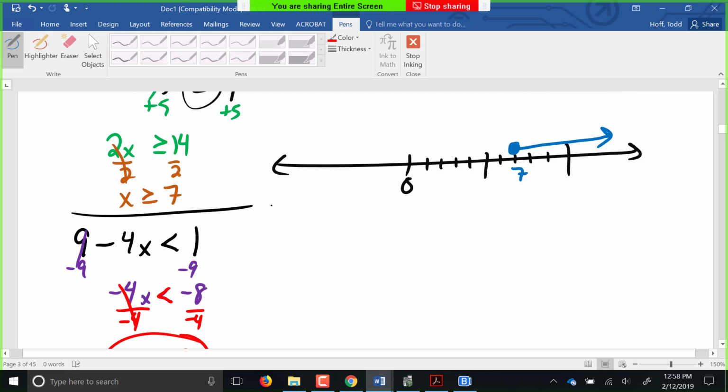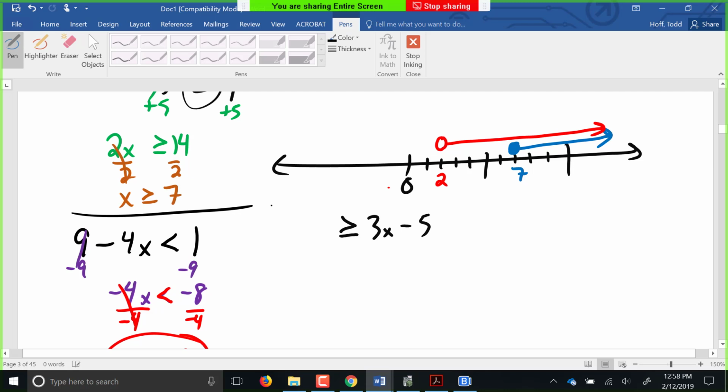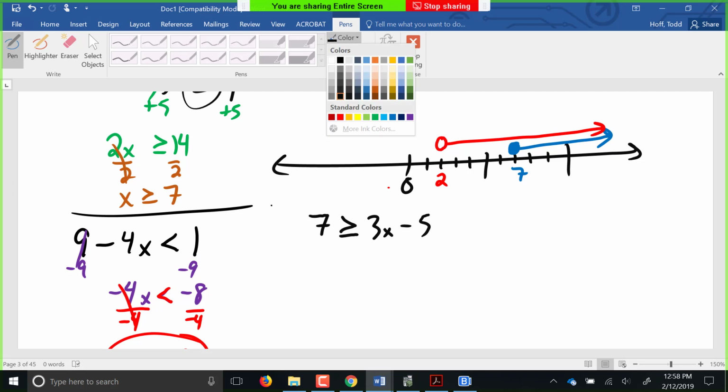So on the same number line, we can graph that. Here's 2. Open dot or closed dot? Open, because it's strictly greater than, and it points in that same direction. Another spot where we can have some issues might look like this. 7 is greater than or equal to 3x minus 5. How would we go about solving that?